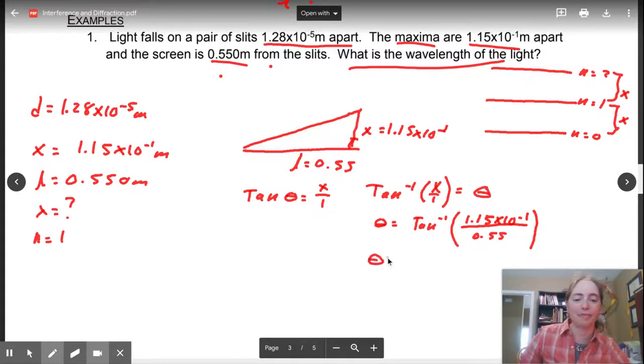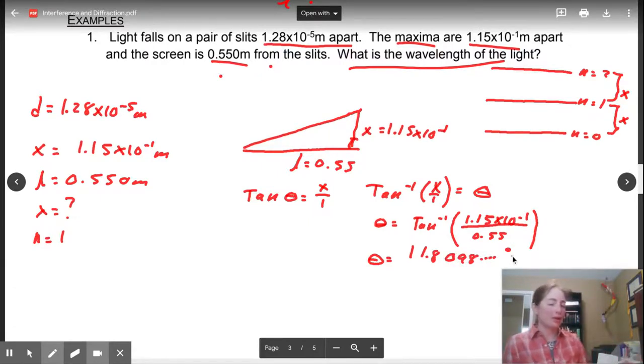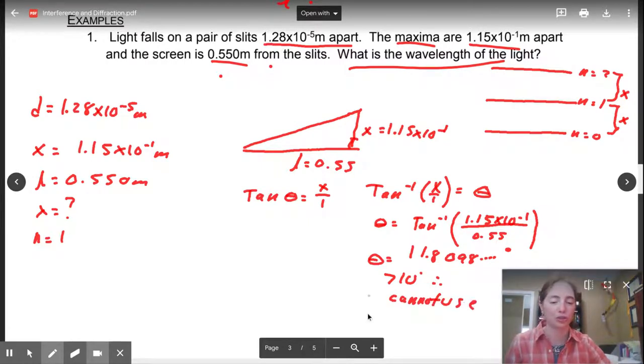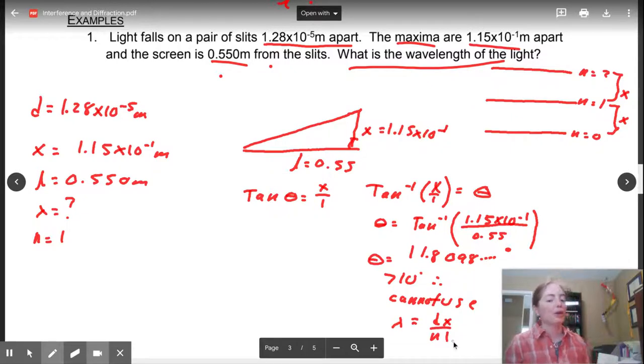Okay. So you're going to get your theta of 11.8098 degrees. Well, guess what? That, ladies and gentlemen, is greater than 10 degrees. So therefore, you cannot use your lambda equals dx over nL. So you are absolutely 100% going to must use our other equation.